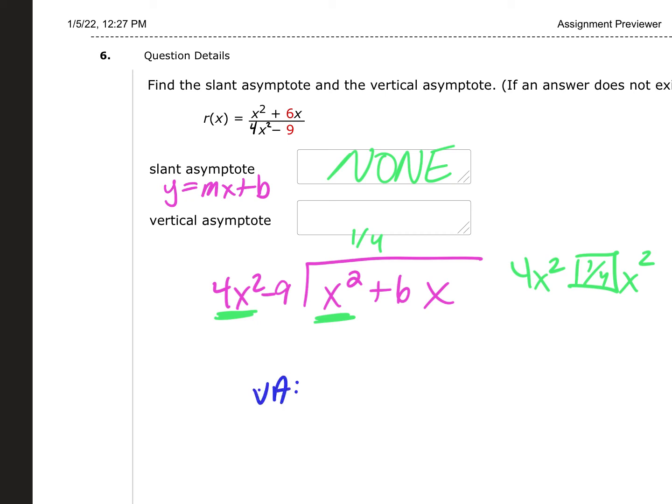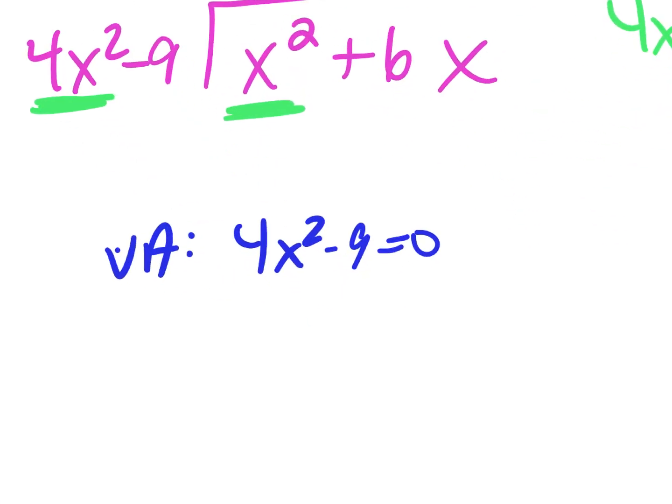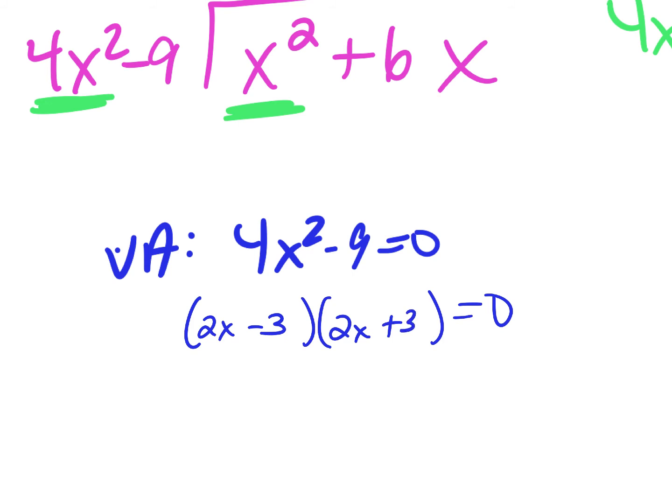My vertical asymptote: 4x squared minus 9 equals 0. Yes, you can move 9 over, divide by 4, take the square root. I personally like to factor. This is the difference of perfect squares. What times what gives me 4x squared? 2x and 2x. Good. What times what gives me negative 9? Minus 3 plus 3. So when I solve this, 2x minus 3 equals 0, and 2x plus 3 equals 0, right?